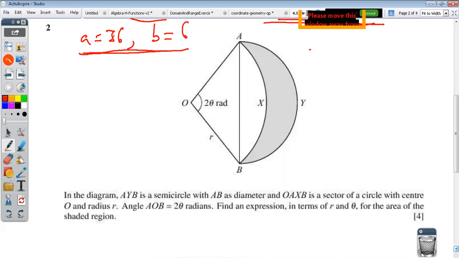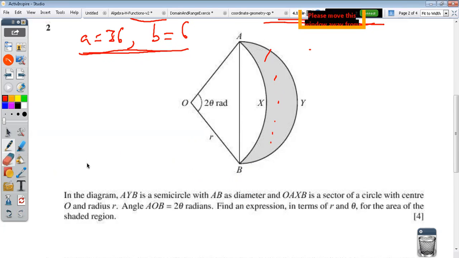Diameter of a circle with center O, with diameter AB. Then OAXB is a sector of a circle with center O, radius r, that angle AOB is equal to 2 theta radians. Find an expression in terms of theta for the area of the shaded region. You see why I'm saying you are now applying all of your O level.